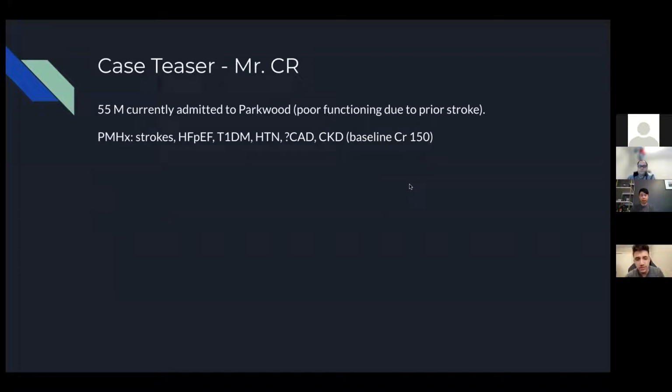First of all, though, I'm going to give you a bit of a case teaser, and we'll come back to this after, just to give you some context as to how we're going to be applying this concept. So we have a 55-year-old gentleman, Mr. CR, who's been admitted to Parkwood rehab for a little bit. He's had some poor functioning related to a prior stroke. He's known for HFpEF, hypertension, and CKD with a baseline creatinine of 150.